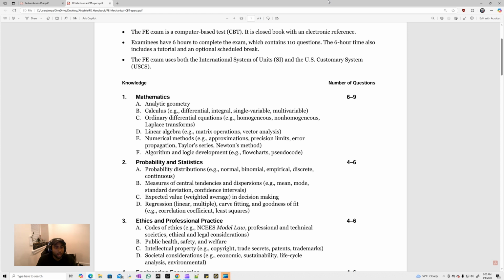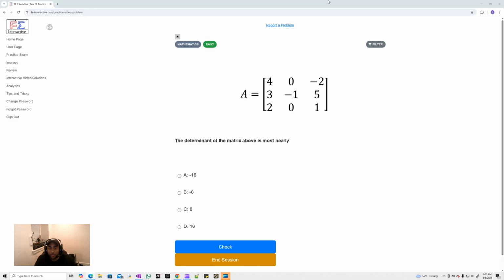Today's problem is based off of subsection D, linear algebra, under the mathematics subject. You can try the problem for yourself using the first link in the description below. The only way to refresh these concepts is to practice, and you have to try it yourself. So please go ahead and try the problem. I'm going to get into the solution now.